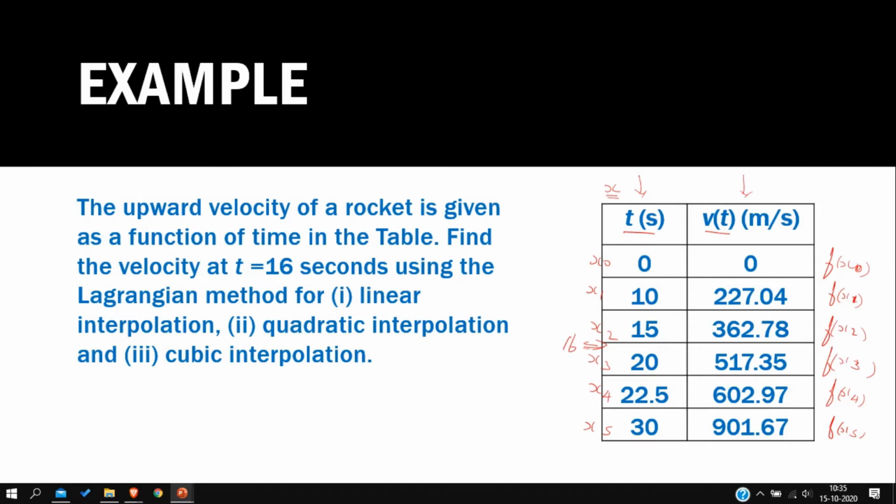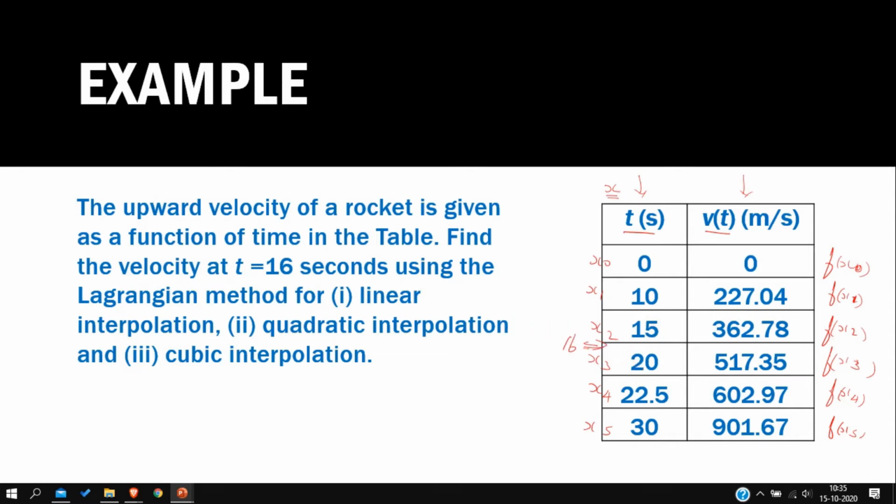So in order to go for linear interpolation, in the case of linear interpolation we use f1 of x, and only 2 values are required. So for linear interpolation, we consider this one as our x0, and we consider this to be our x1, because the value of x lies in between these 2 values, this 15 and 20.